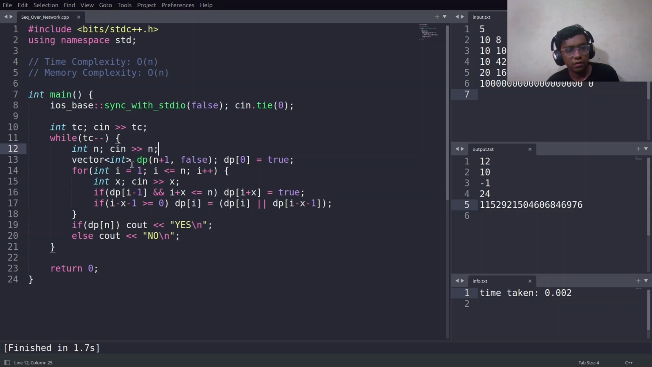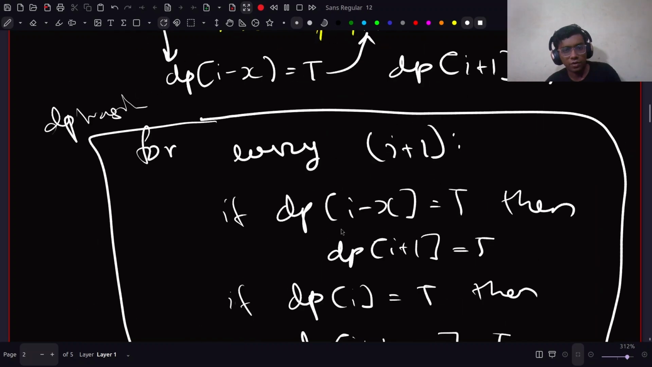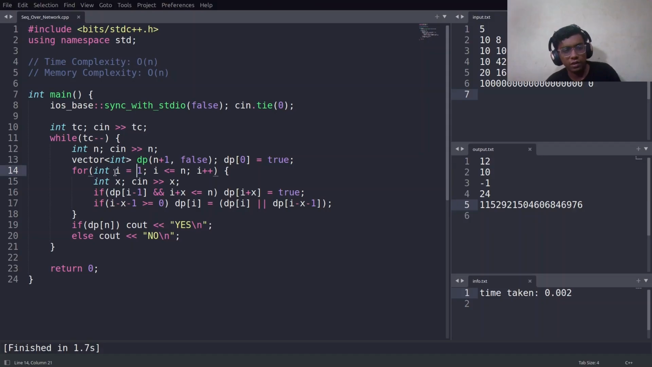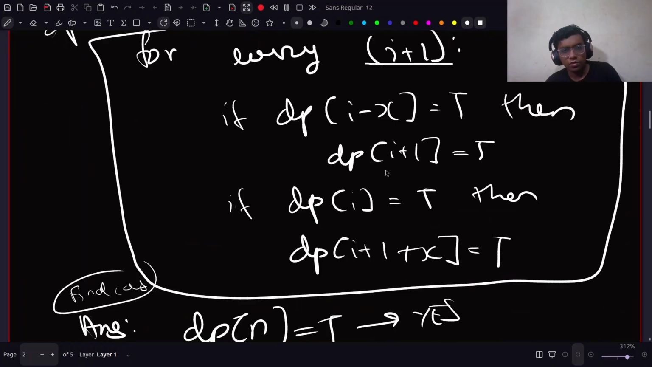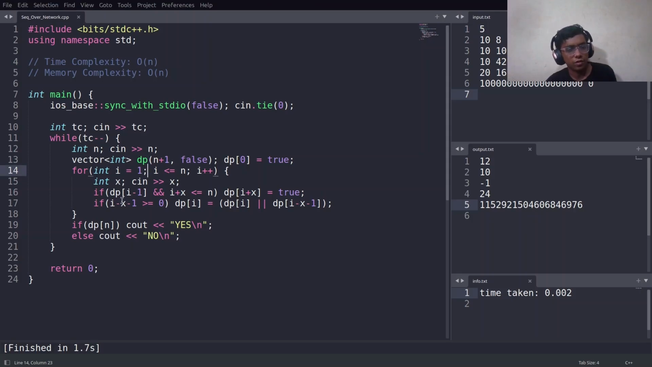So we take n and create a dp vector. Initially all the values are false except dp of 0, which is set to true. Then for each number, we don't even need to store the numbers. We can just take the number in and do basically the same thing. Here I wrote in terms of I plus 1, while here it's in terms of I. So just subtract 1 in all of them to understand the code.